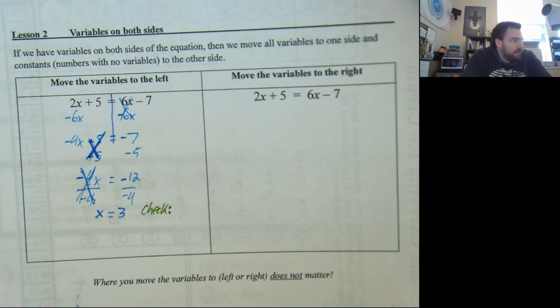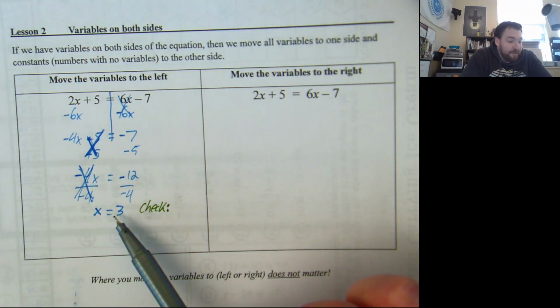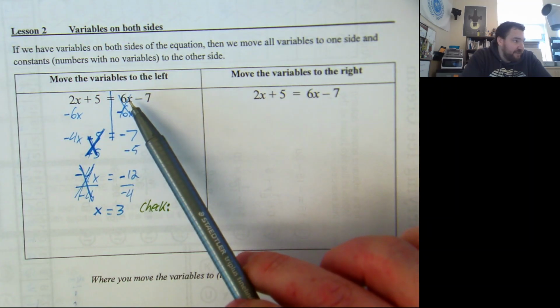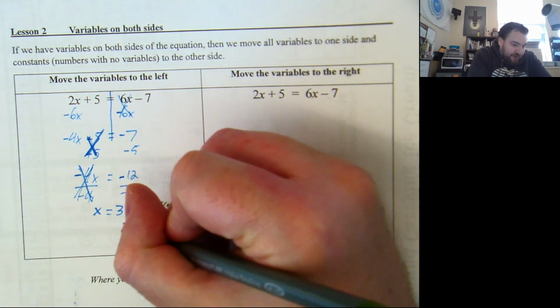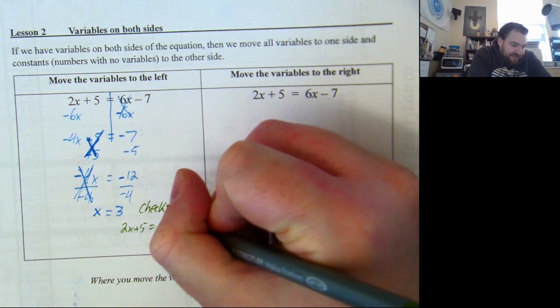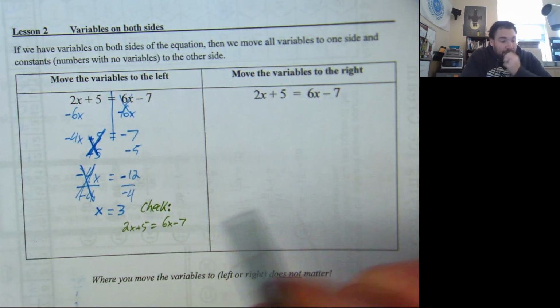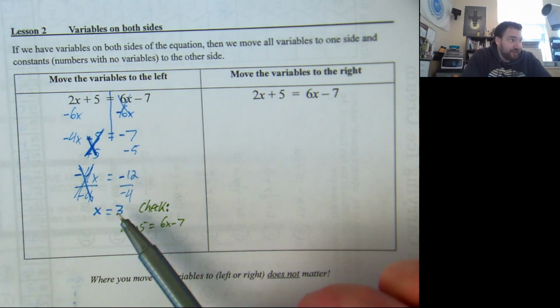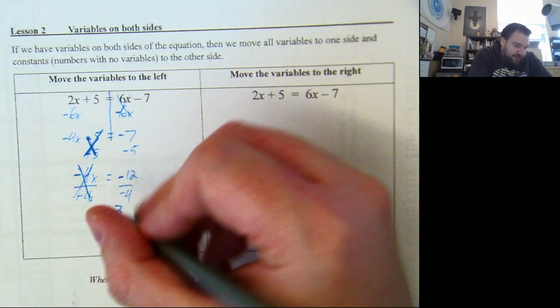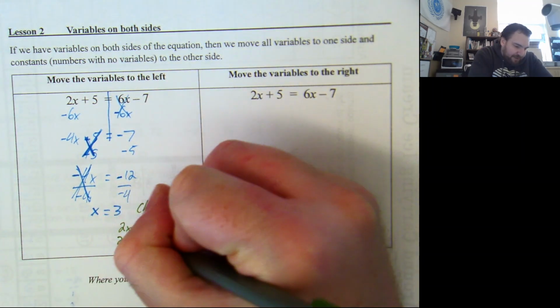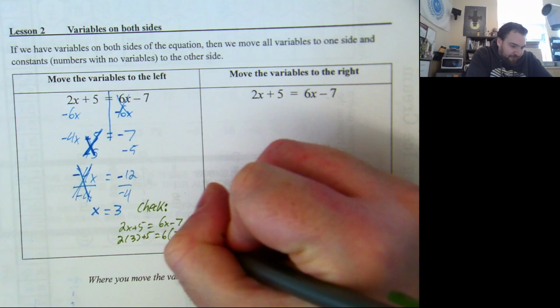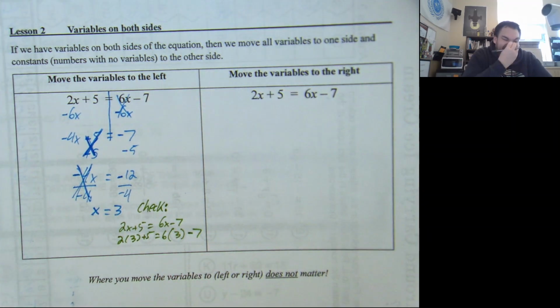So let's check. We're going to take this value and we're going to put it back into our original equation. Now this time our original equation has variables on both sides. I've got 2x plus 5 equals 6x minus 7. What I want to do now is replace those x's with a set of brackets and insert that 3 into both those spots. So I'm going to have 2 bracket 3 plus 5 on the left-hand side, and I'm going to have 6 bracket 3 minus 7.